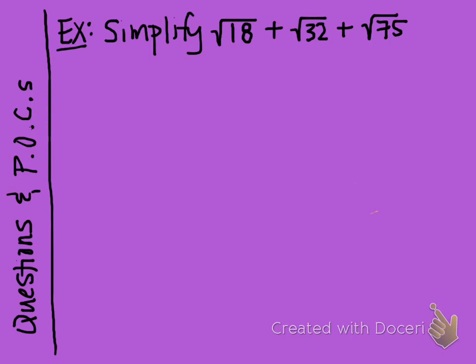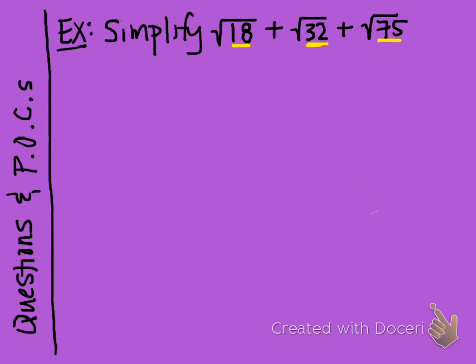Okay, so this is an example of adding or combining radical expressions. Now, when you combine radical expressions, it's kind of the same thing as when you're combining like terms. They have to be like. And for radical expressions to be like, they have to have the same number under the radical symbol. Well, all of these numbers are different. 18, 32, and 74, they're all different.